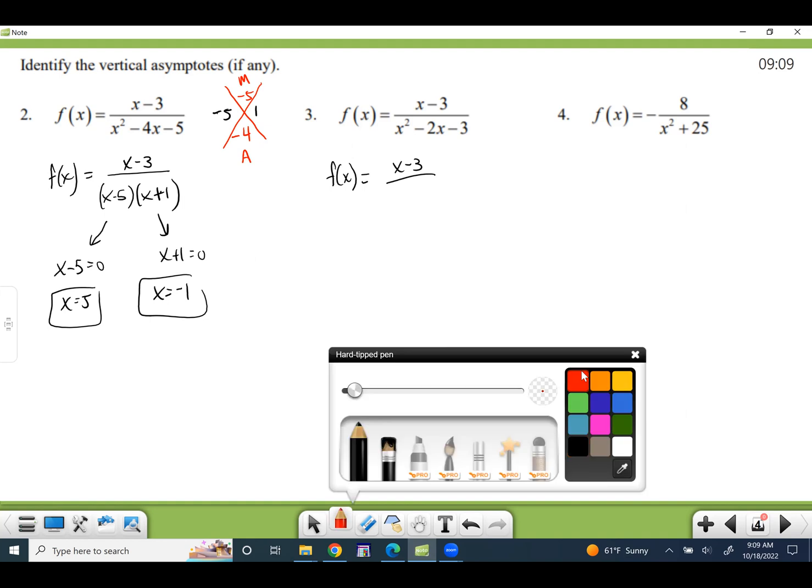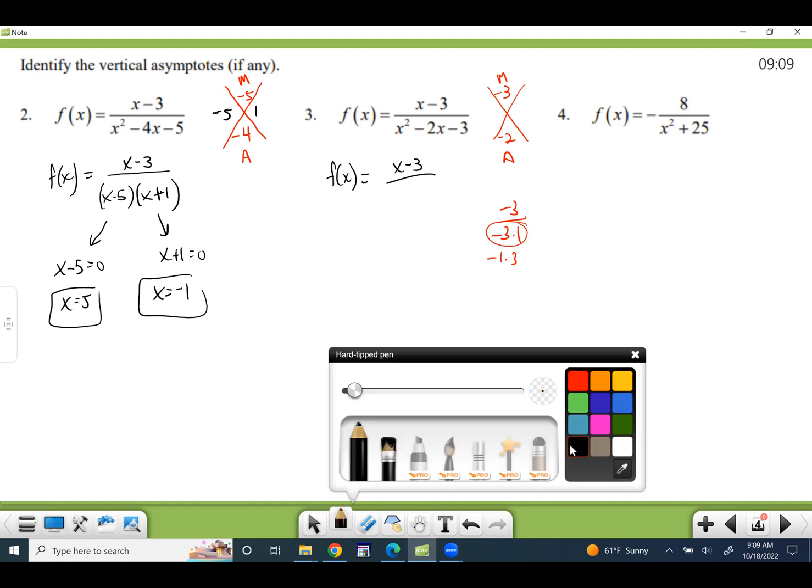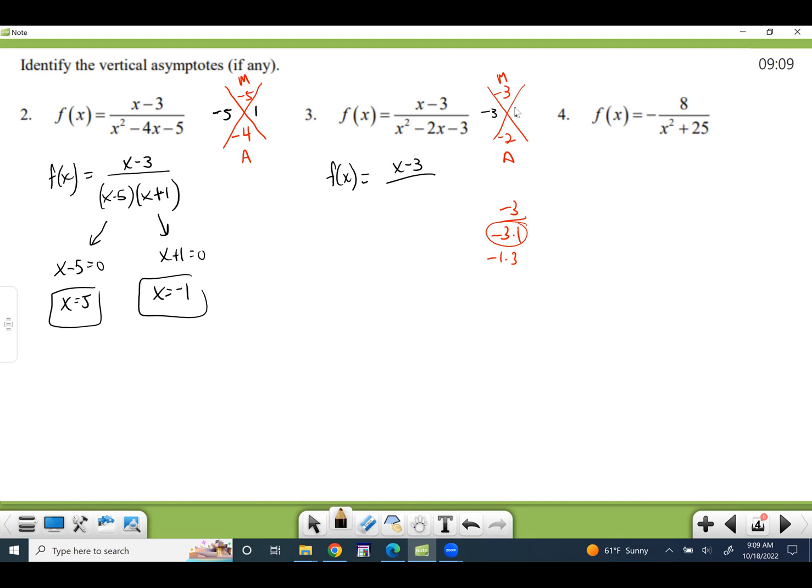Okay, so we need factors of -3. So things that multiply to make -3 and add to make -2. So let's see, things that multiply to make -3: -3 times 1 or -1 times 3. Looks like that's going to add up to -2. So we're going to go ahead and put -3 and +1 in the blanks.